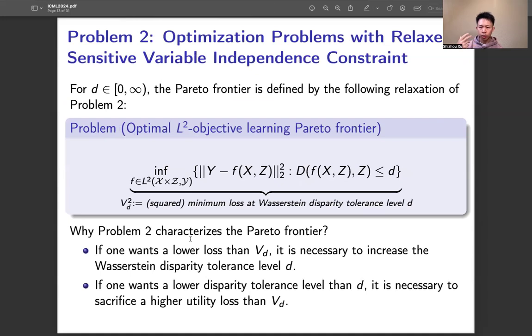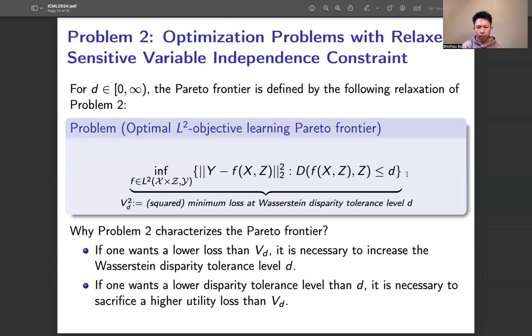So after adopting this quantification, we obtain the following optimization problem. For each D, what we call the disparity tolerance level, we now replace the strict statistical parity constraint by this relaxation constraint. So we bound this Wasserstein disparity by the tolerance level. And this is a natural relaxation to problem one. To see this, if we set tolerance level D equal to 0, then this problem reduces to problem one.